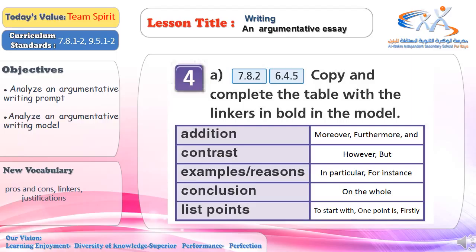Addition linkers are moreover, furthermore, and. For the contrast linkers, there were however and but. We used in particular and for instance to give examples or reasons. And in the conclusion, we used on the whole. To list points, we have seen in the model essay that to start with, one point is, and firstly were used.